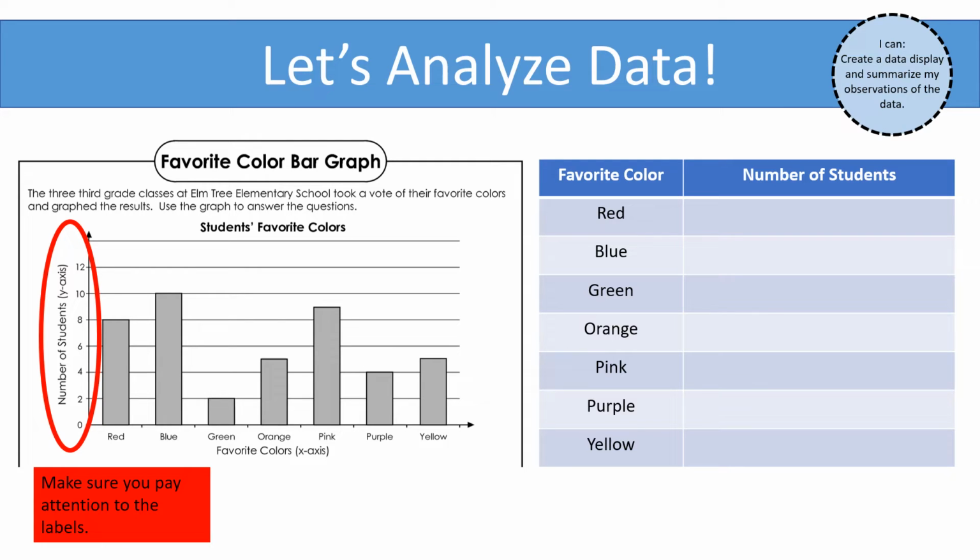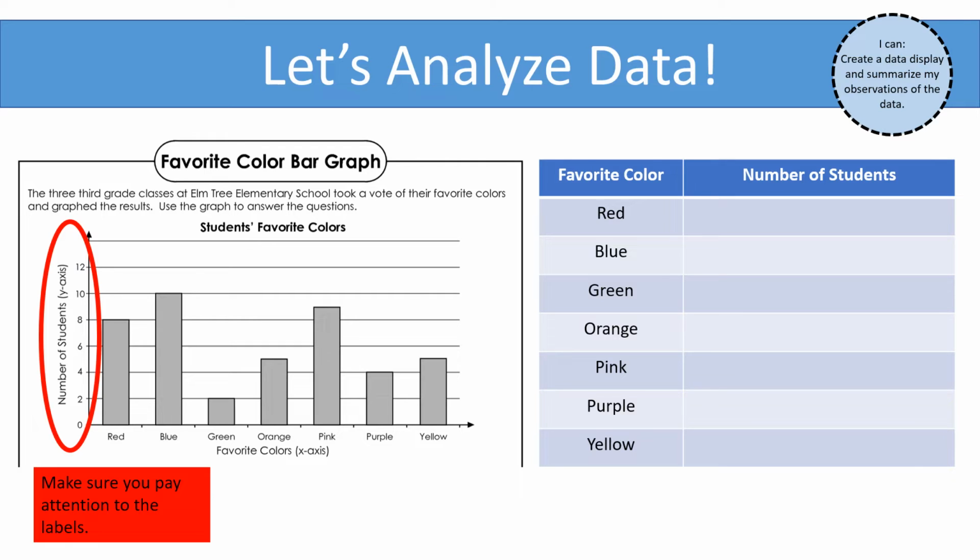So let's look at this one. This is a vertical, goes up and down, bar graph of your favorite color. The 3 third grade classes at Elm Tree Elementary School take a vote of their favorite colors and graph the results. Use the graph to answer your questions. Remember, make sure you pay attention to the labels. I've shown y'all how to go and label them.